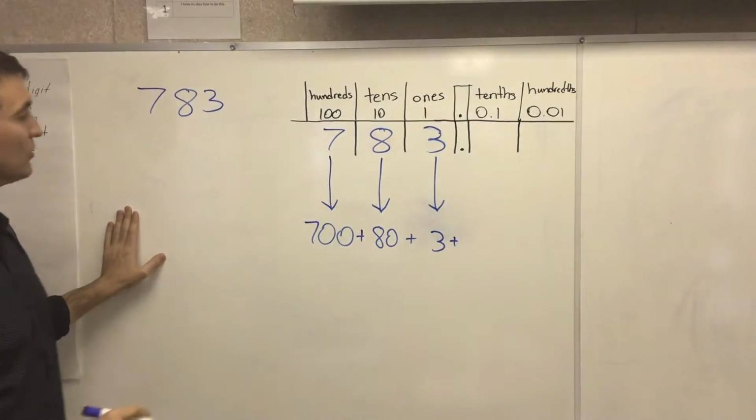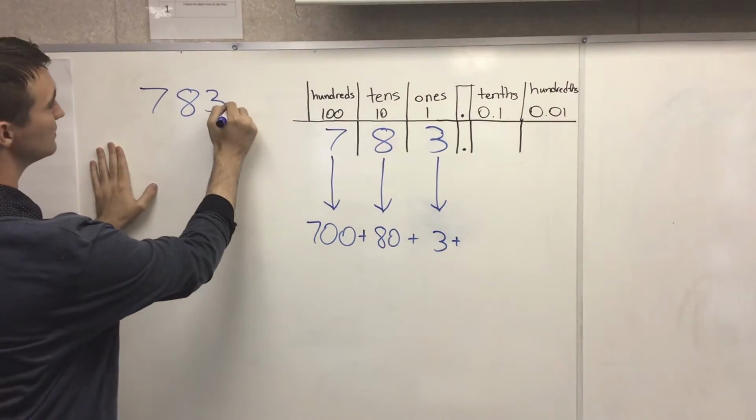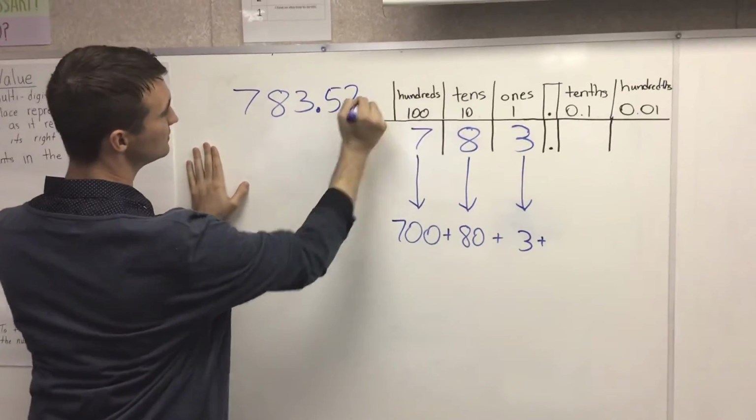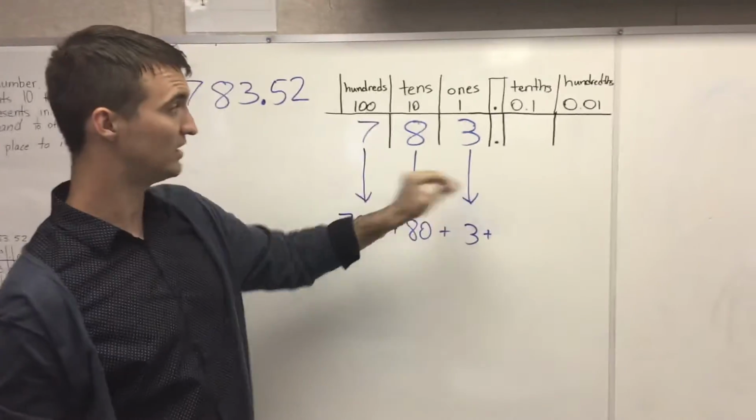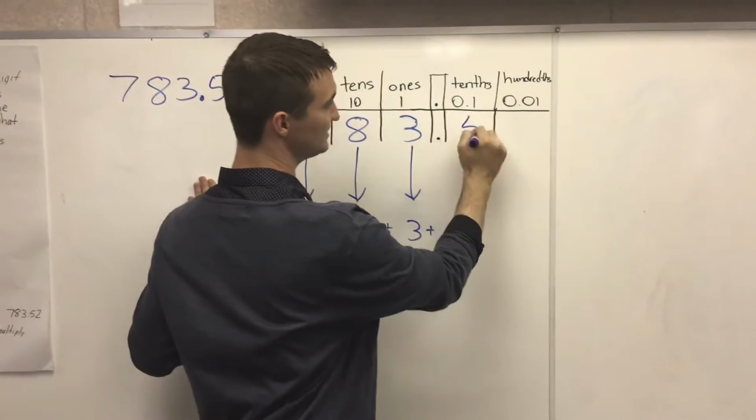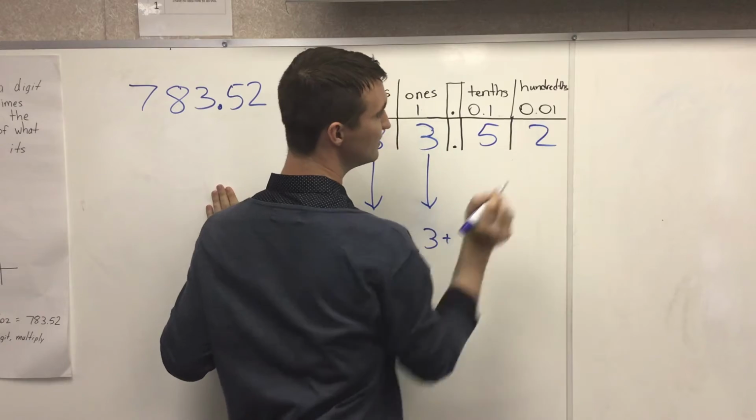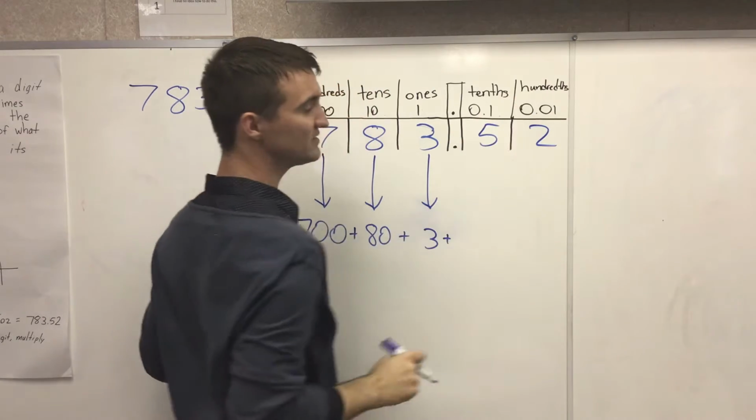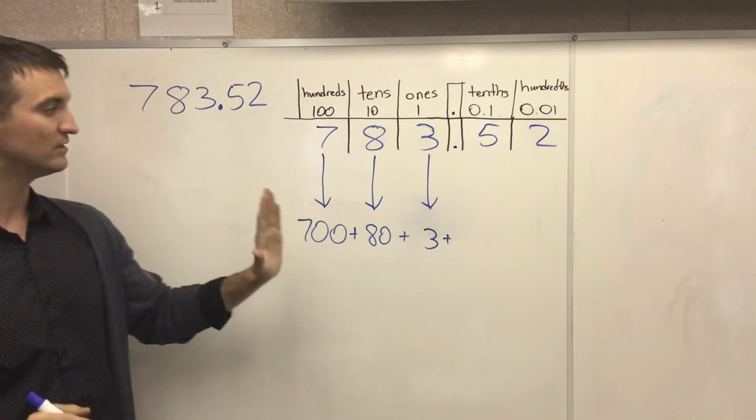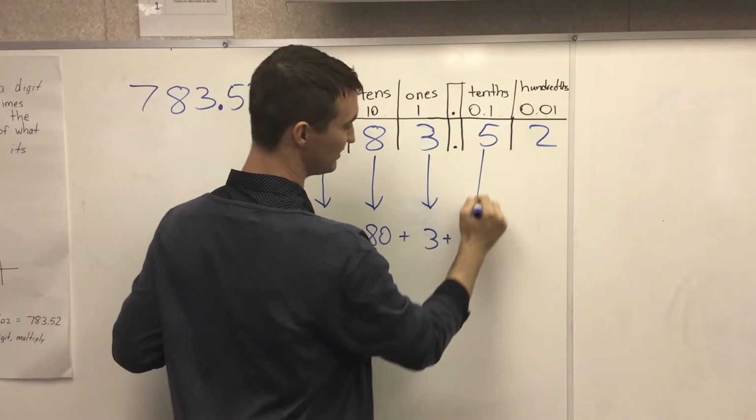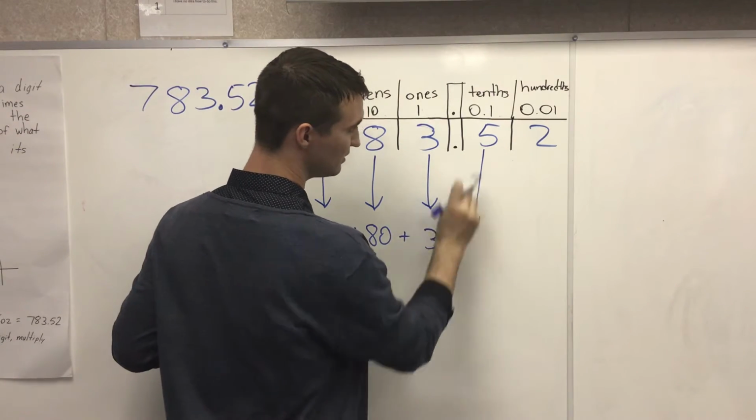Now I do want to add one more thing, and I want to add some numbers behind the decimal point. And I'm going to go ahead and add 52 hundredths. So in my tenths place I have a 5, and in my hundredths place I have a 2. So I'm going to bring these down, and we're going to talk about the individual value of these numbers.